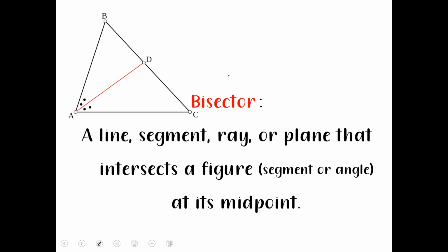A bisector is a line, segment, ray, or plane that intersects a figure, a segment, or angle at its midpoint. So this red line intersects this line on this triangle right at the midpoint. So this line is a bisector.